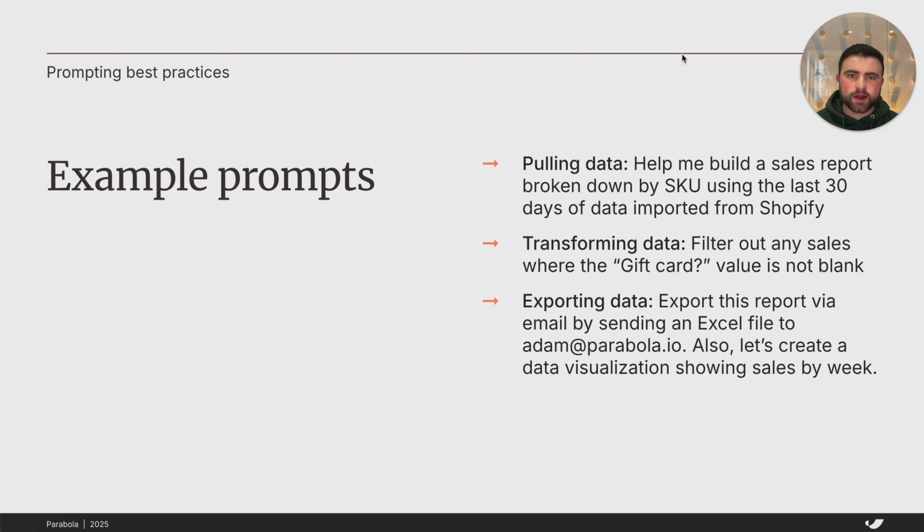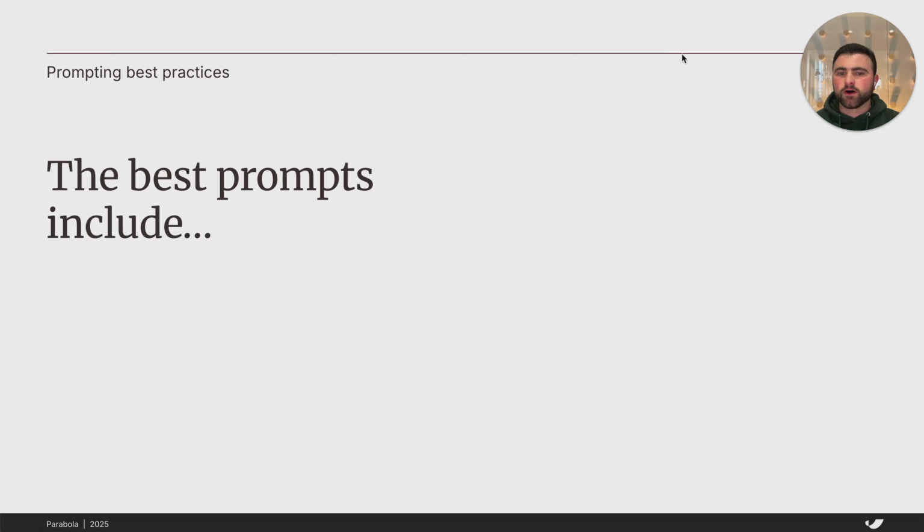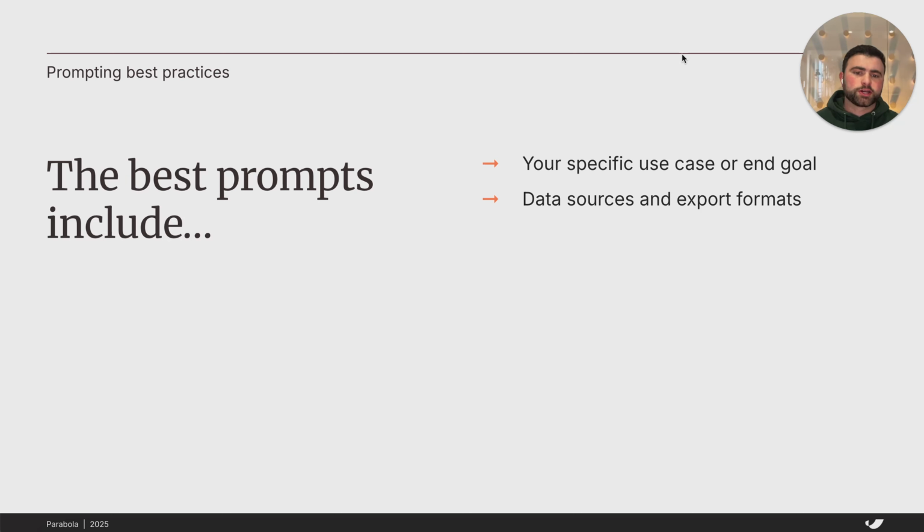Now, what are some best practices baked in here? First of all, when we are writing our initial prompt, we're including what our specific use case is and what data sources are actually involved. This is going to be especially useful for your first prompt because Parabola will become much more useful once we actually have data loaded up into our flow, because Parabola can actually see all of the data in your flow when it's chatting with you.